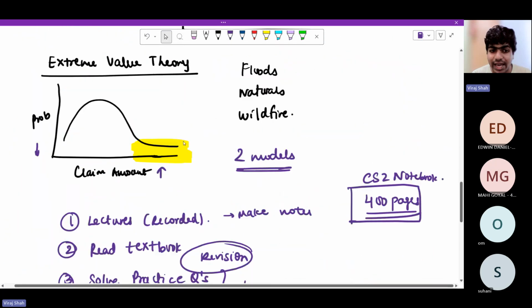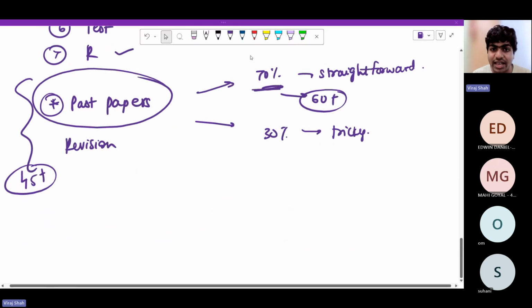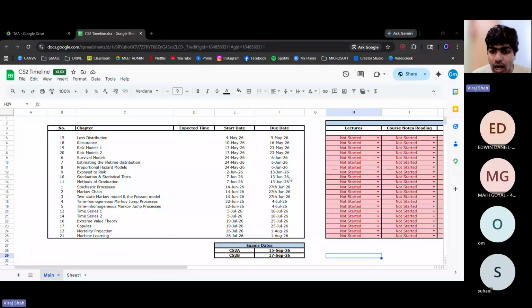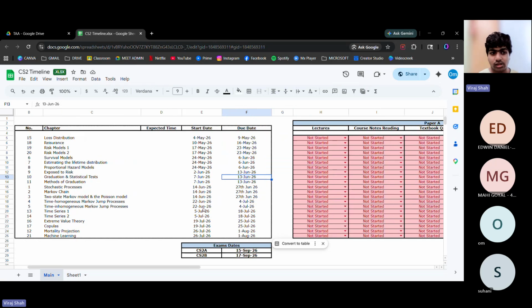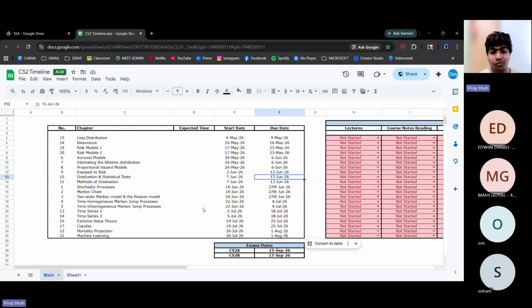I will just show you all the timeline that I've created for you. I will be sharing that timeline with you on Drive, and I will be asking you all to share with me what progress is happening. I hope you can see the screen here. So basically, this is your CS2. We start on the 15th and we end on 1st August. Your exam is on 15th and 17th September.